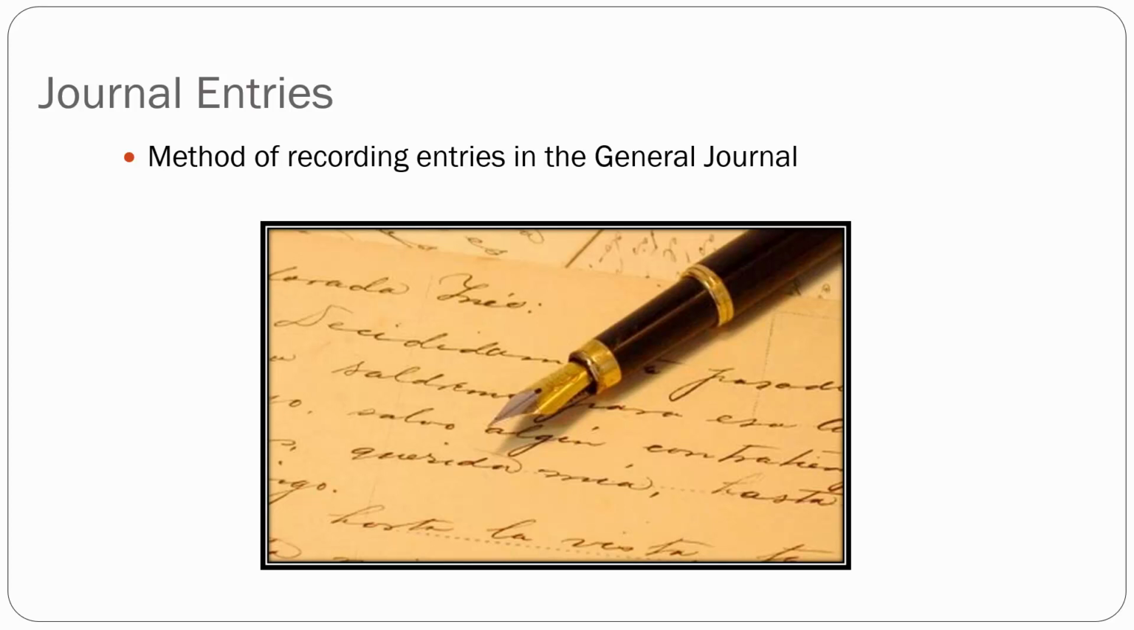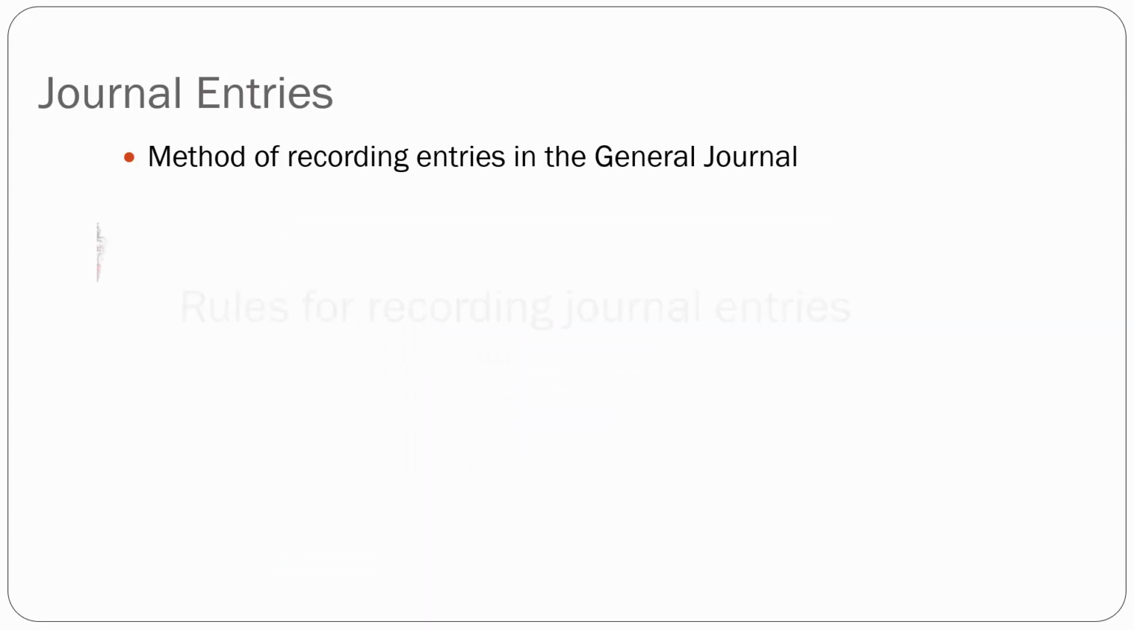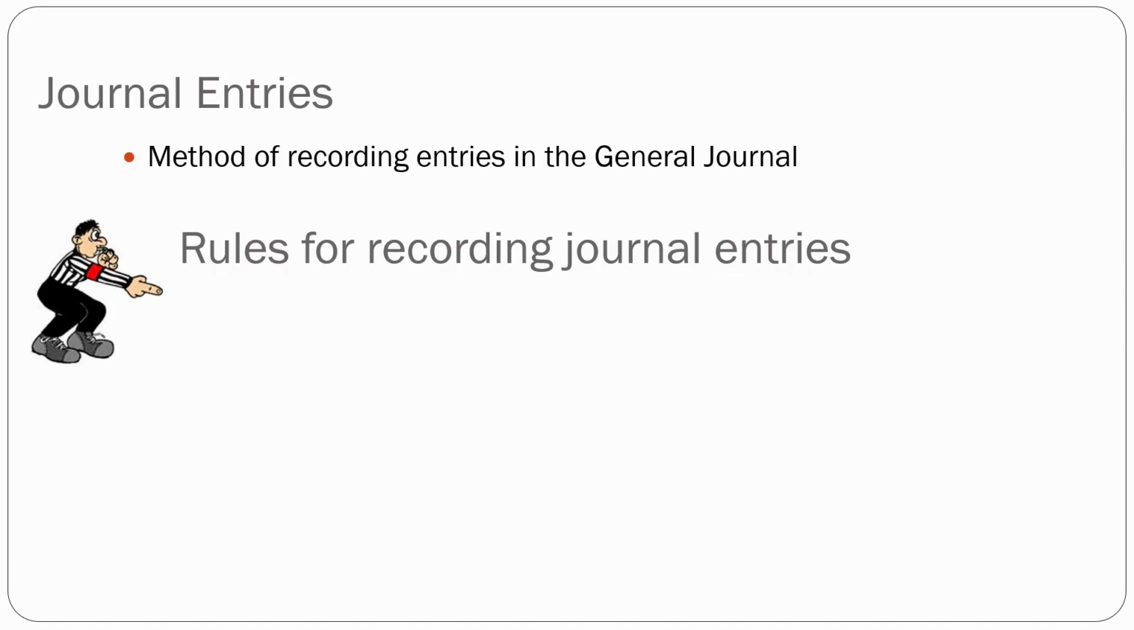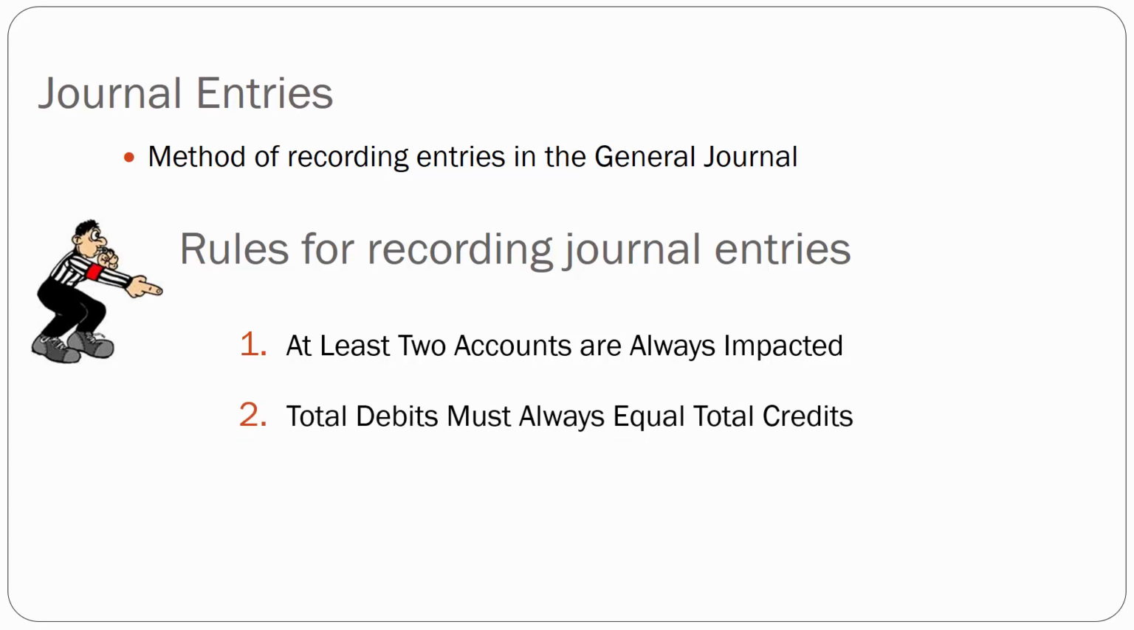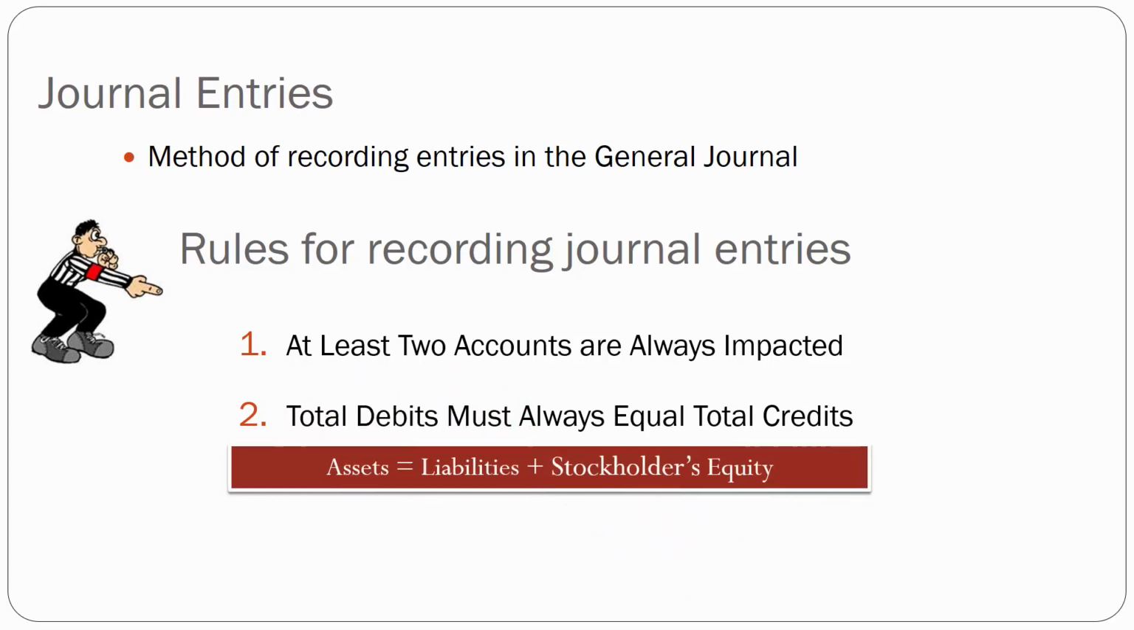Journal entries are what we use to record the information into the general journal. There's a few rules that we have to follow when we're recording journal entries. The first one is that at least 2 accounts are always impacted. We're always looking for at least 2 areas that we need to adjust in our journals. The second is that our total debits must always equal our total credits. Both of these 2 rules help us make sure that we're always keeping our accounting equation in balance. Our third rule is that we do a separate journal entry for each transaction or event at our company. We don't mix and match journal entries.